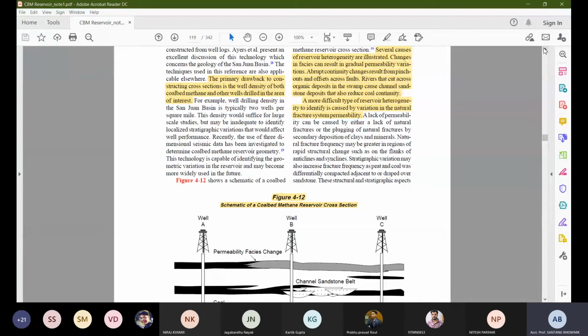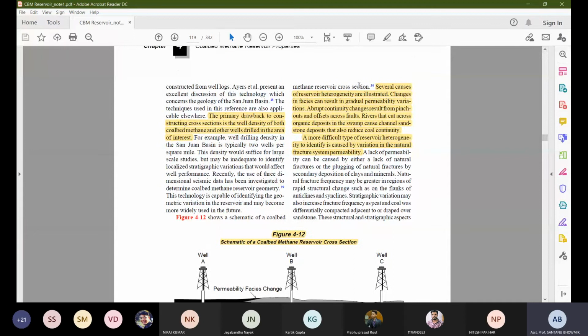Okay, they have nicely discussed with some field data, and I have also highlighted some of the important discussions. As you can see, several causes of the reservoir heterogeneity are illustrated in this figure. Changes in the facies means that rock deposition or the formation can result in gradual permeability variations. Abrupt continuity changes result from the pinch outs and the offset across the faults. Rivers that cut across the organic deposits in the swamp cause channel sandstone deposits that also reduce the coal continuity. Again, all of this discontinuity can be open channel, or partially filled, or totally filled.